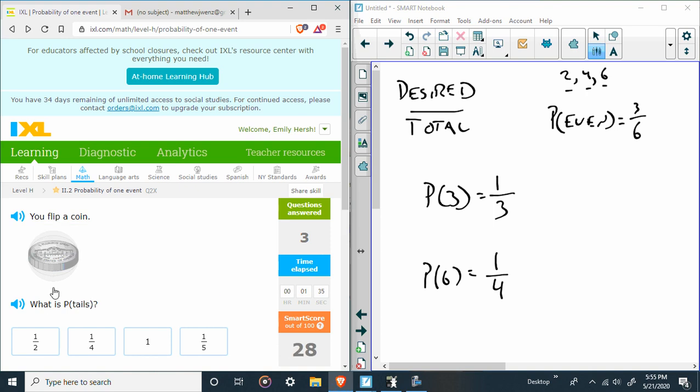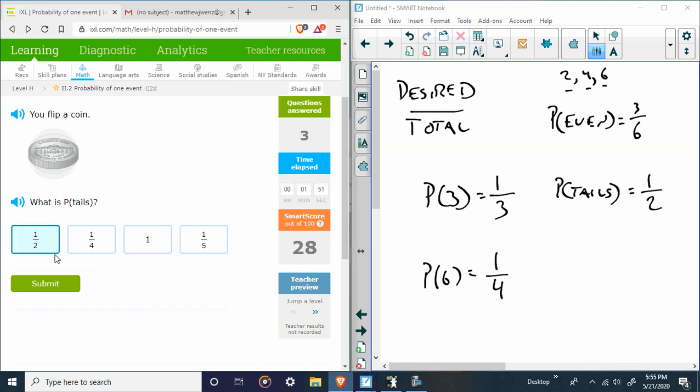Sure. Okay. You flip a coin. What's the probability of getting tails? Well, how many tails are there on the quarter? 1. How many total sides are there on the quarter? 2. So what's your probability of getting tails? 1 over 2.